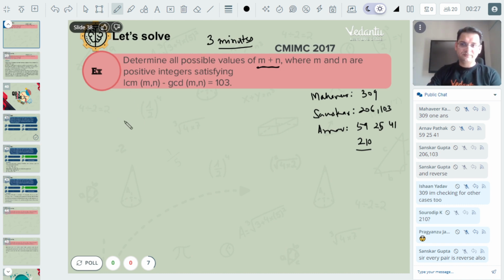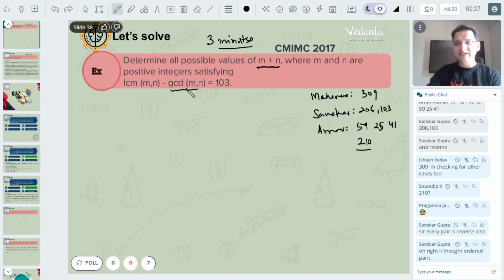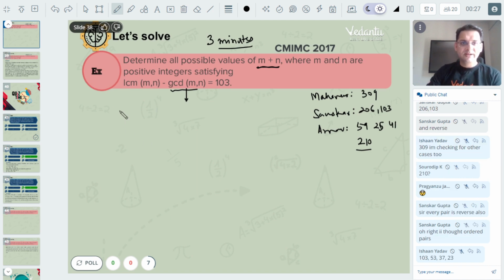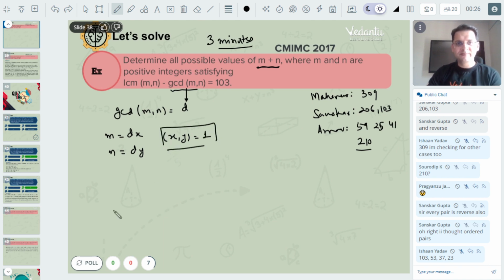Alright, so let's start. Whenever we are given GCD, we always start with this. Let's say GCD of m and n is d. So m is dx, n is dy. Important point to note is x and y are co-prime. What is LCM of m and n? On the chart, everyone, it is going to be dxy.